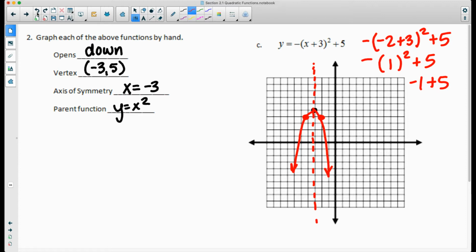Okay. So it seems so silly to write whether it opens up or down. But let's say I plugged in 1 and I got 6. And all of a sudden the graph is facing up. That's just a quick reminder. Okay, this should be facing down. I added wrong, I multiplied wrong, whatever. I can double check that way. All right, so one last thing.